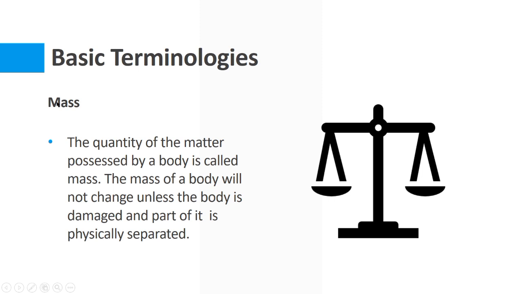Another term which is very important in mechanics is mass. The quantity of matter possessed by a body is called mass. The mass of a body will not change unless the body is damaged and part of it is physically separated. So any quantity of matter occupied by anything or any body is termed as mass. And the mass of a body cannot be changed either on Earth, in space, or on another planet, unless some part of the body is damaged or detached. Unless and until that happens, the mass will remain the same anywhere.